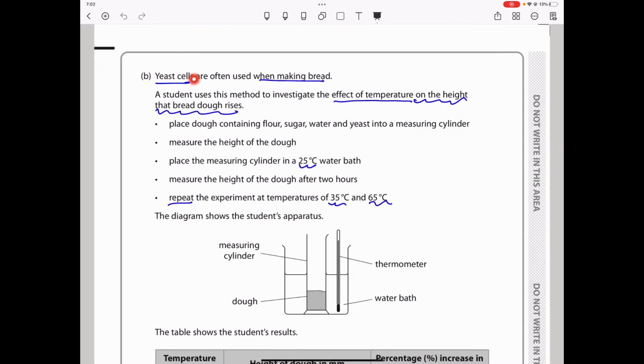So here they say yeast cells are often used when making bread. A student uses this method to investigate the effect of temperature on the height that bread dough rises. They place dough containing flour, sugar, water, and yeast into a measuring cylinder, and then they measure the height of the dough. They place the measuring cylinder in a 25-degree water bath, measure the height of the dough after 2 hours, and then repeat the experiment at temperatures of 35 and 65. So you can see here 25, then maybe 35, it's going to be faster, and at 65, due to the denaturation of the enzymes, that could be affected.